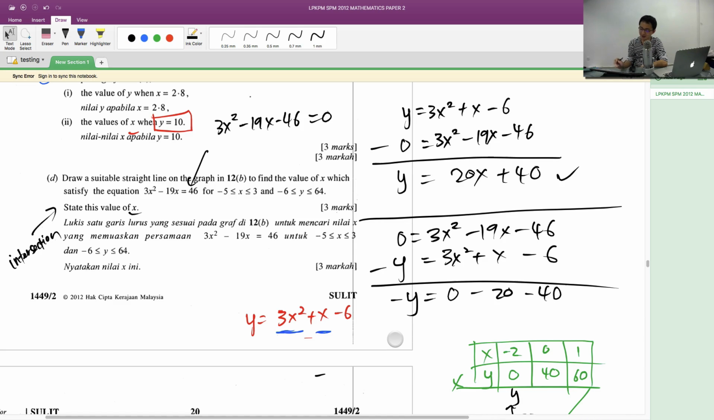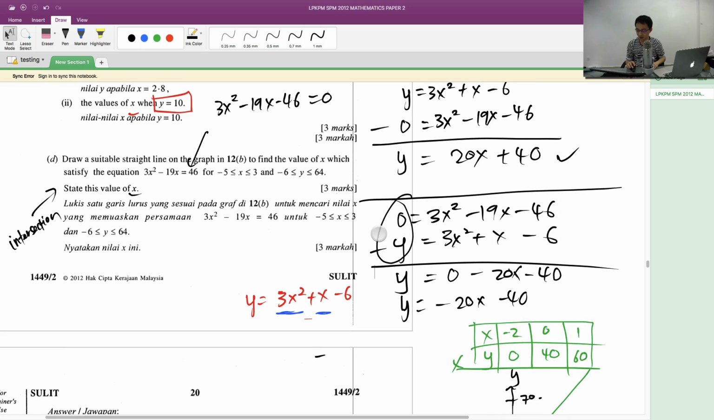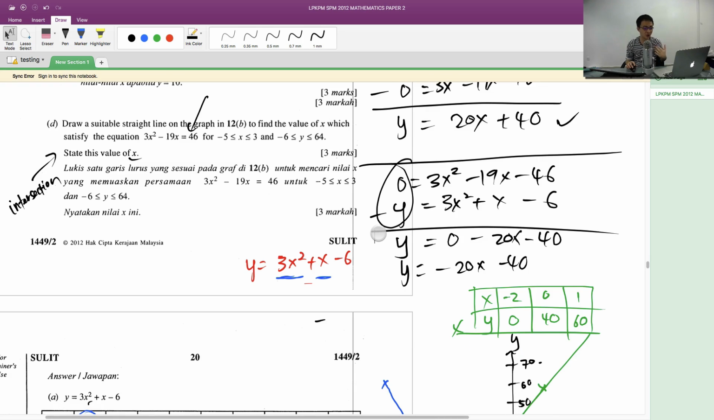If you can understand this one, then it's fine to do it this way. Because when I mark the exam paper, a lot of students will just give me y here, and then they say y equals negative 20x minus 40. And then the student asks me why this is wrong. Because 0 minus y gives you negative y. This is a common mistake a lot of students make. So make sure you are careful about it when you use the elimination method.